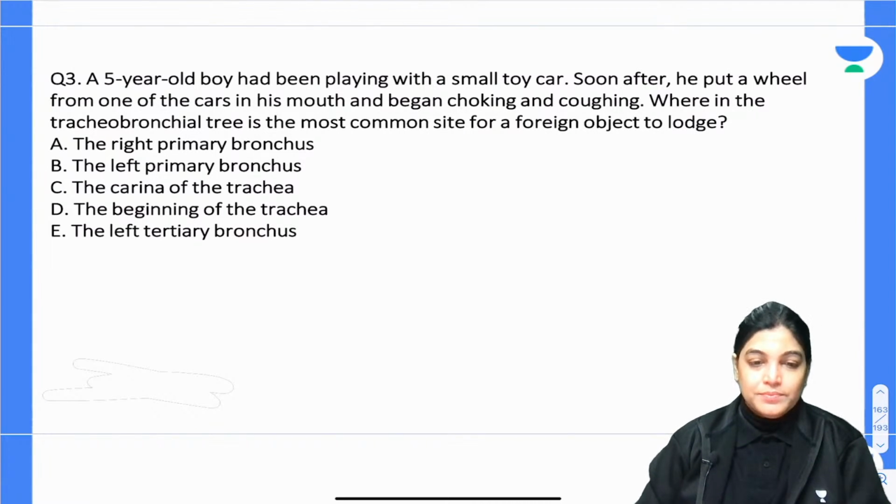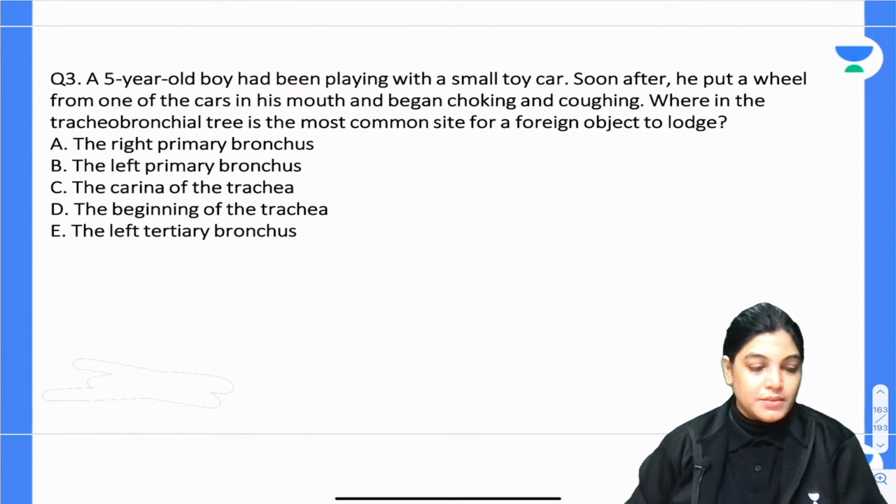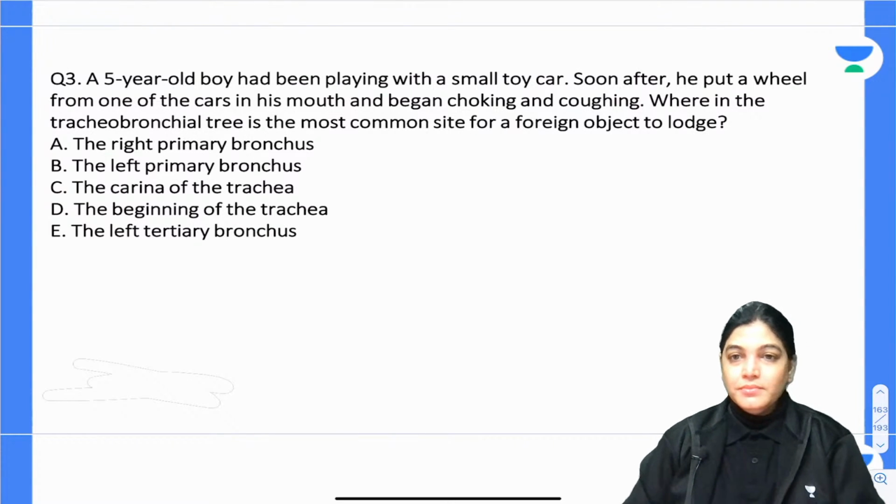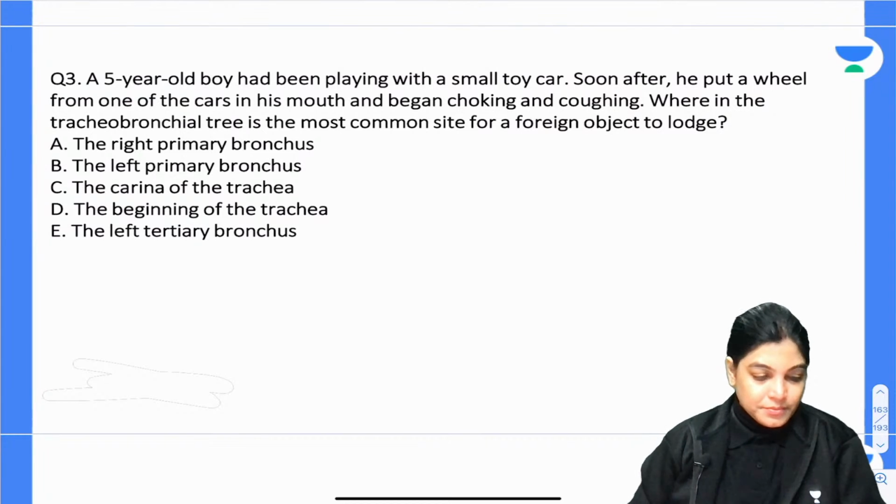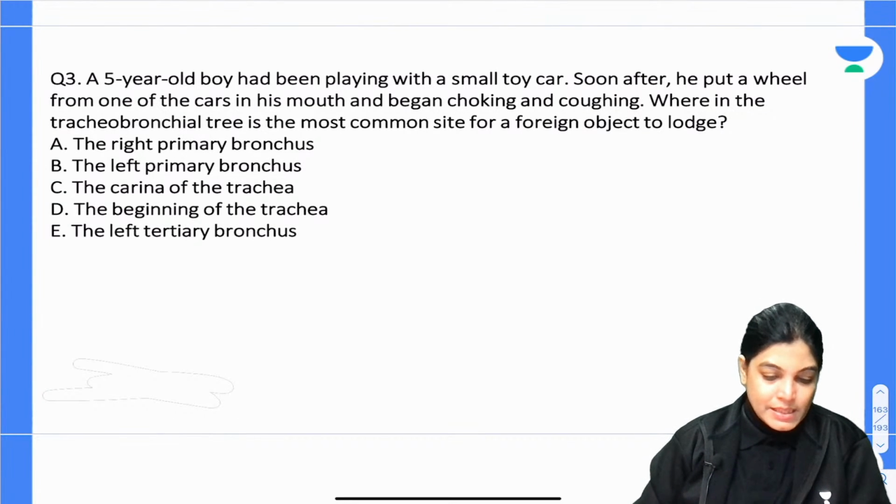Question number 3. Ajay Shelva has given C as his correct answer. What about others?